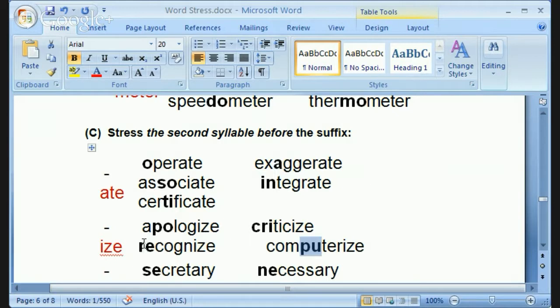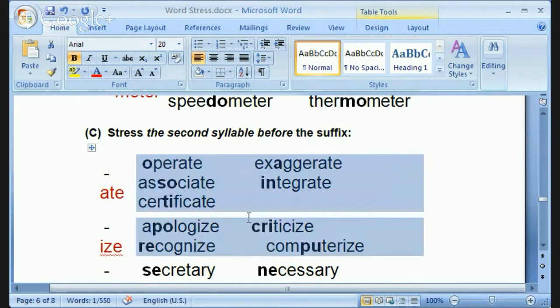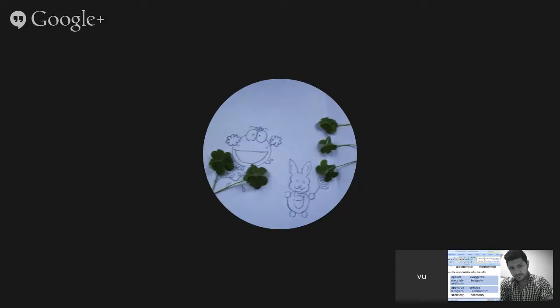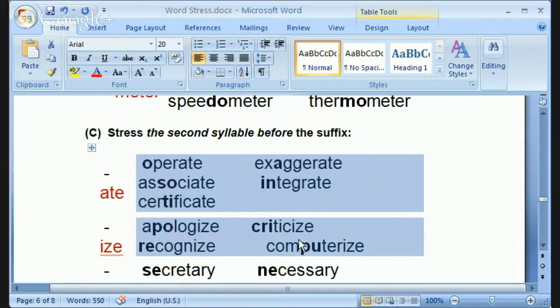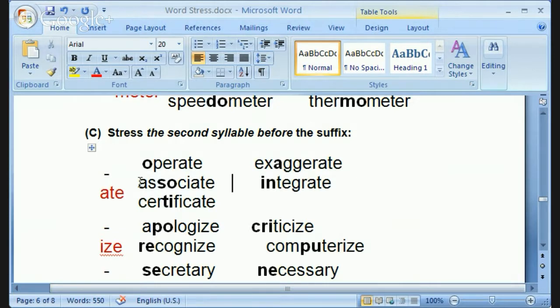Vu, what are all these words with ATE and IZE? This group right here. I think they are verbs. I think you are right. Yes, they are verbs. However, sometimes with ATE, now this is also interesting, another pronunciation note here. Associate, when I use this as a verb. There are many ATE suffix words which can be a verb or an adjective. Actually, certificate can be a noun. Notice when you guys pronounced these, you had operate and exaggerate.